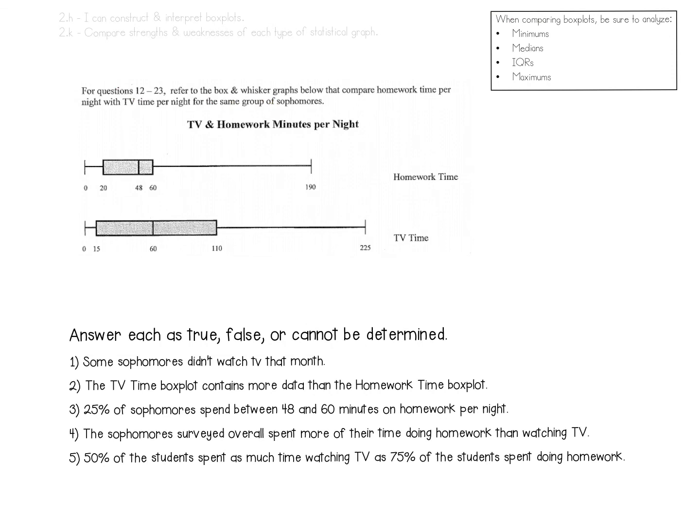So when I look at this, this is a group of sophomores. They were all interviewed and asked, how much time do you spend watching TV each night and how much time do you spend doing your homework? So I can see that this box and whisker plot represents homework time and this represents TV time. They both start at 0, and I see the median time is 60 minutes and here would be 48. The maximum is 190 of homework and 225 for TV time.